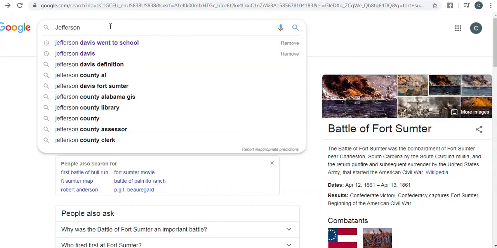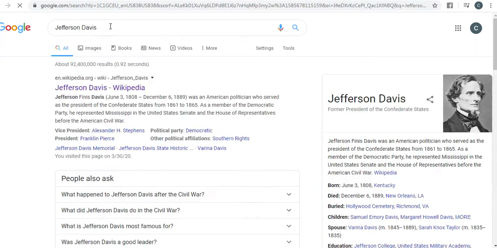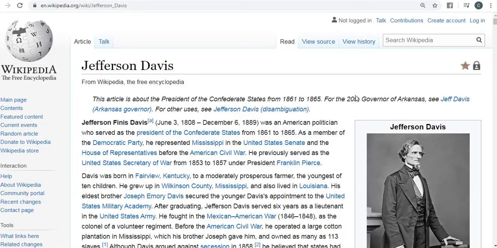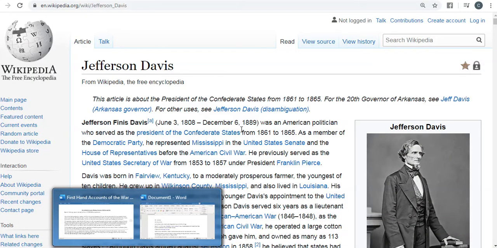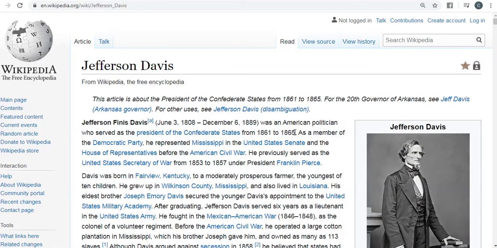Jefferson Davis went to school. Yes, he did. A couple places. Jefferson Davis. Okay. So here we go. Let's see. He was an American politician who served. He was a president of the Confederate States from 1861 to 1865. Well, that's the last thing that my question was, because I remember what my questions are. I just remind myself there's my questions. And it was who he was during the Civil War. Well, I know the Civil War was from 1861 to 1865, so I can do this right here.